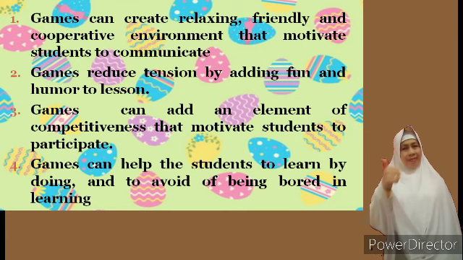Games reduce tension by adding fun and humor to the lesson. Games can also add an element of competitiveness that motivates students to participate. Also, games can help the students to learn by doing and to avoid being bored in learning.